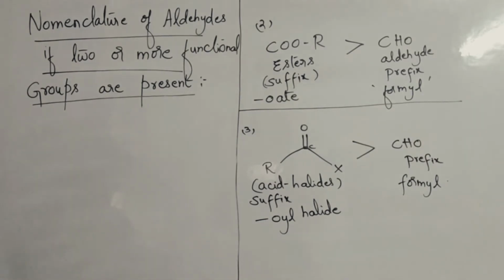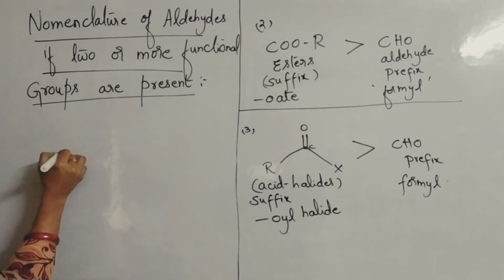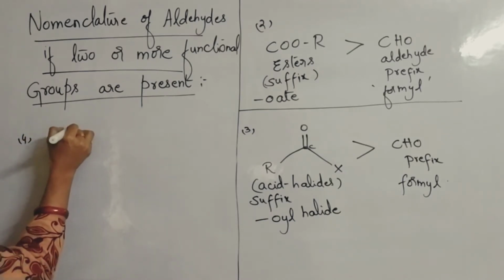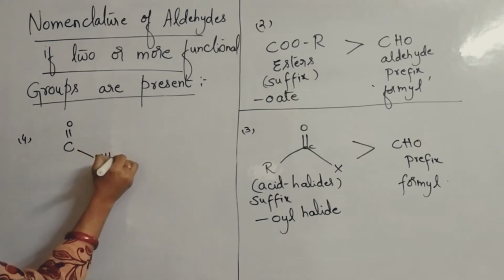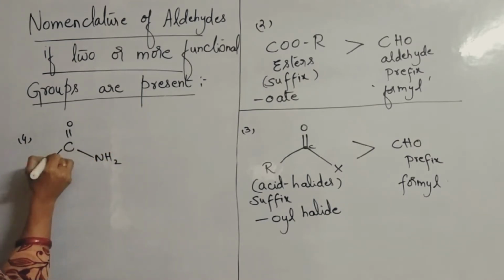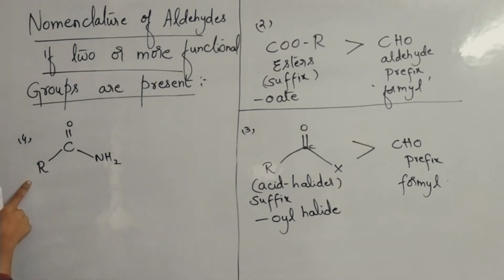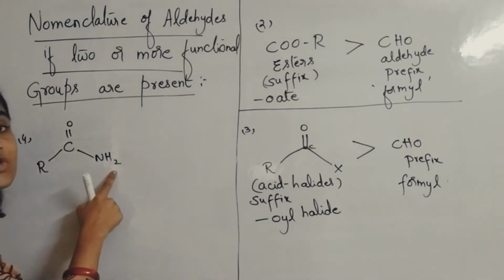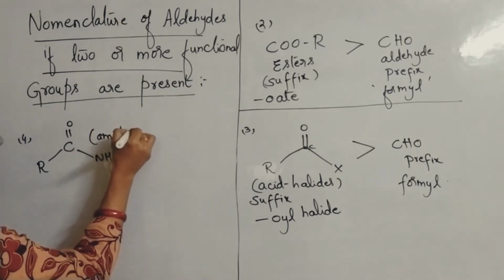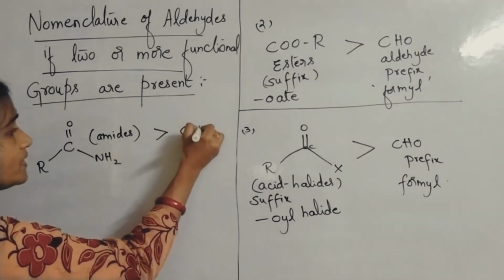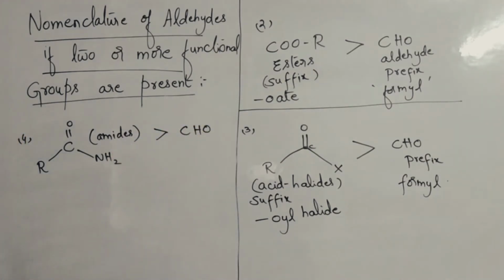Next, after acid halides, you have amides. Fourth one, C double bond O, NH2. RCONH2. R is alkyl group. You all know that. RCONH2 are called as what? Amides. Amides are having more priority than aldehydes. Amides are having more priority than aldehydes.